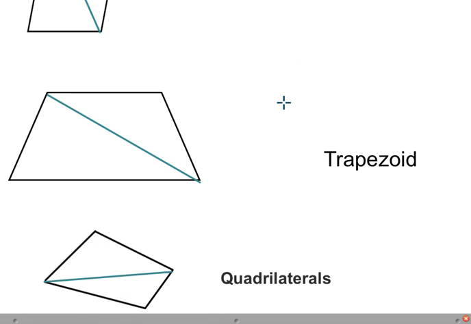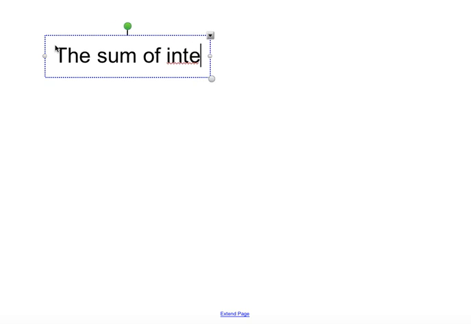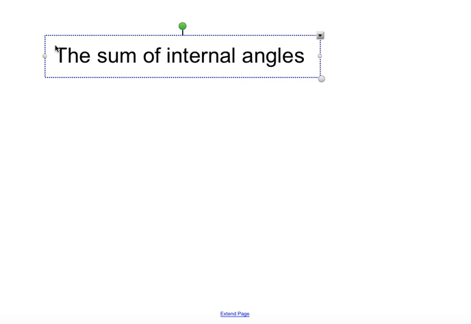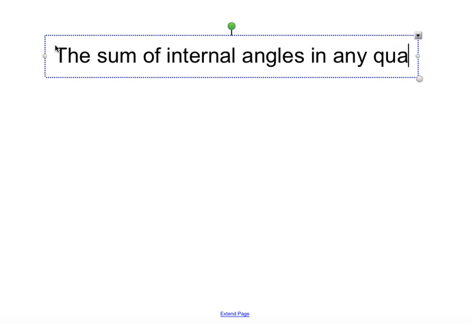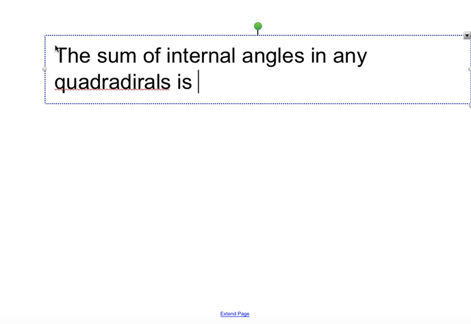So as a conclusion, I'm going to write it down here that the sum of internal angles in any quadrilateral is 360 degrees.